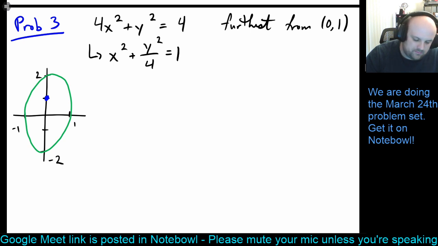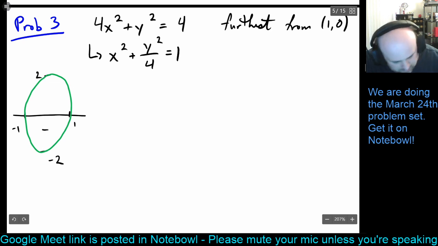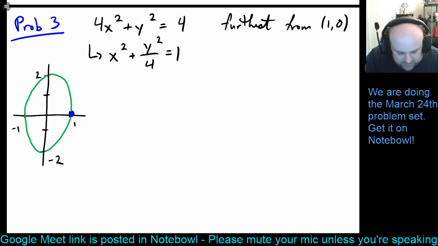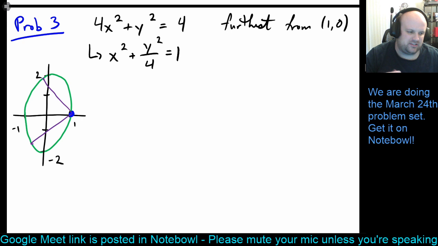Oh, what the heck? You know what? It's on the problem sheet. Let's keep it 1, 0. It's not that big of a deal. Right, so 1, 0 is this point here. So you want the furthest points from this point on the ellipse, which are probably something like this. Since we have a symmetric object here, it should make sense that there's actually more than one.